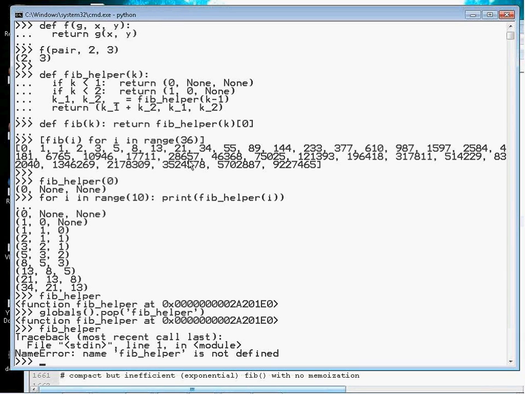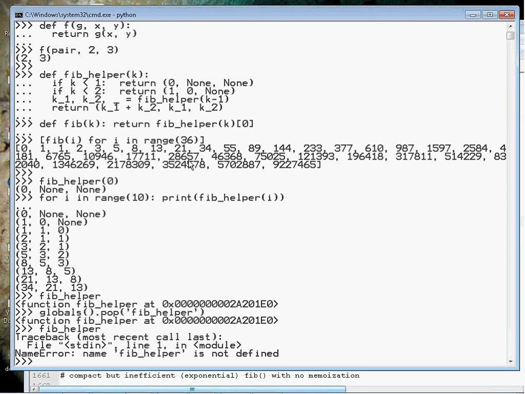Okay, so what this three-line snippet does is, first of all, establish that Fib helper is defined, then take the globals list and essentially toss the helper. The second statement is the equivalent of saying del Fib helper. The third step could then be undefined, because the second statement throws away the helper.